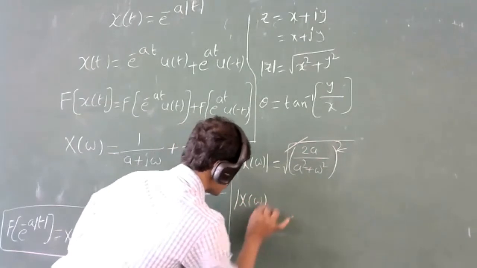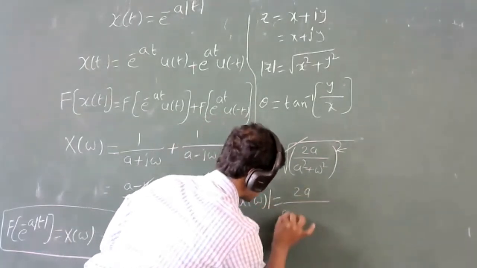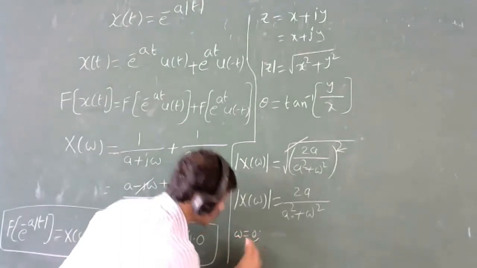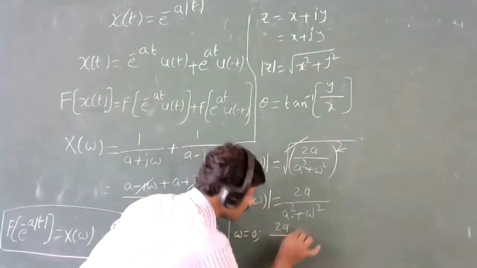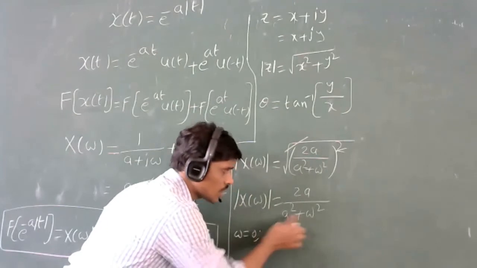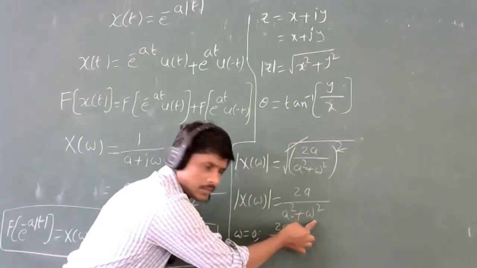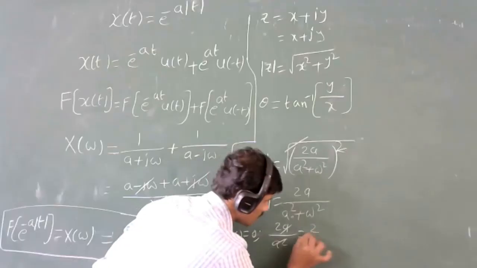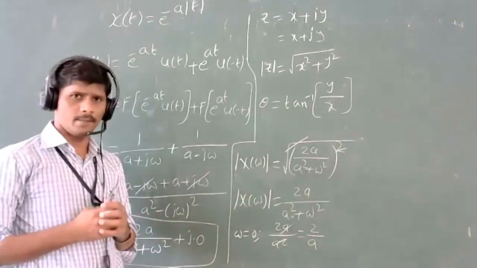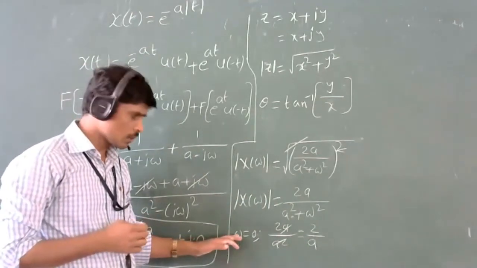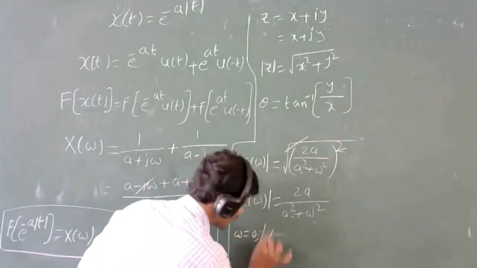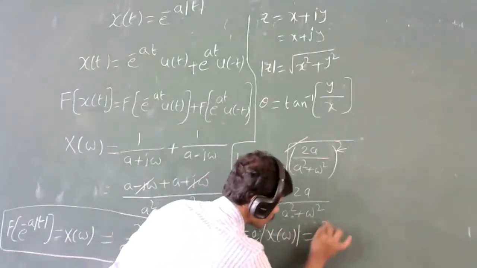Magnitude of X of omega is equal to 2a by a square plus omega square. If omega is equal to 0, then it is 2a by a square plus 0 square, which is 2a by a square. So numerator and denominator, one a is cancelled. What is the remaining equation? 2 by a. If omega is equal to 0, then magnitude of X of omega is 2 by a.